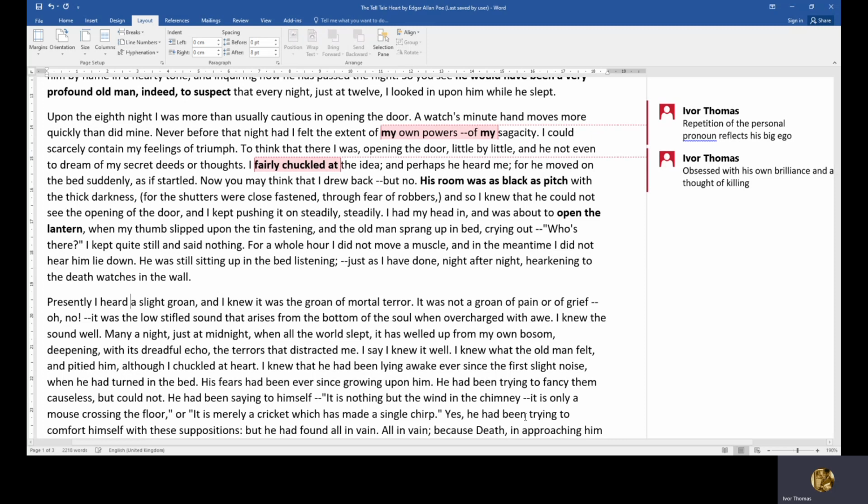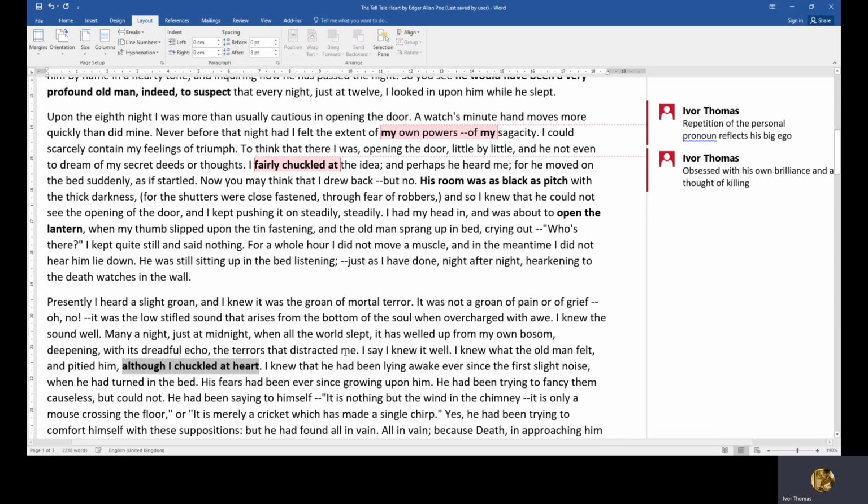Presently I heard a slight groan, and I knew it was the groan of mortal terror. It was not a groan of pain or relief or of grief. Oh no! It was the low, stifled sound that arises from the bottom of the soul when overcharged with awe. I knew the sound well. Many a night, just at midnight, when all the world slept, it had welled up from my own bosom, deepening with its dreadful echo the terrors that distracted me. I say I knew it well. I knew what the old man felt, and pitied him, though I chuckled at heart.